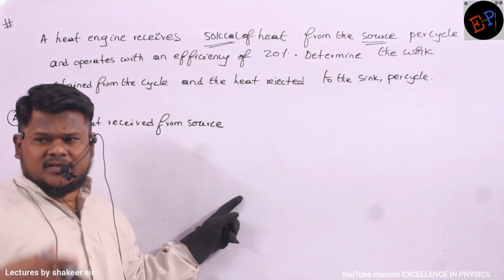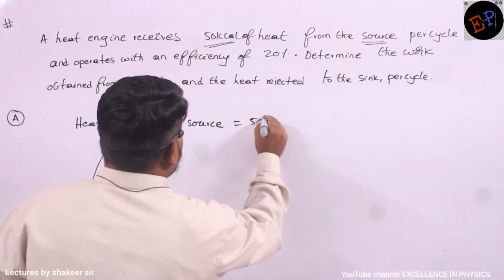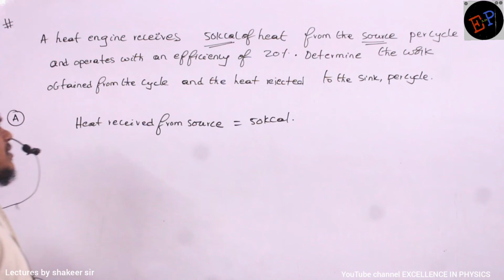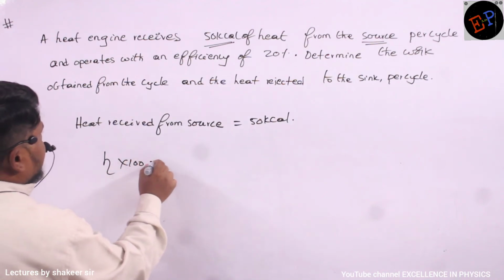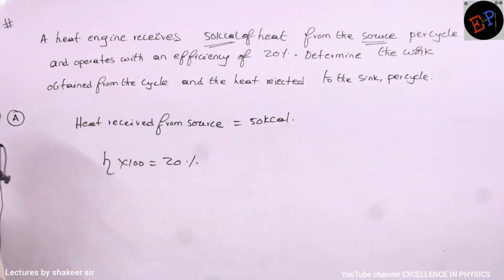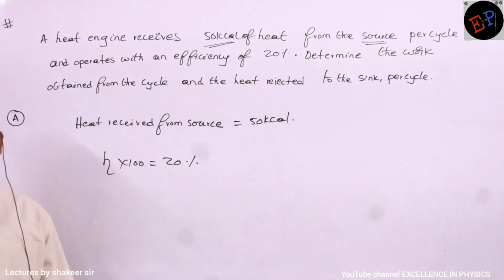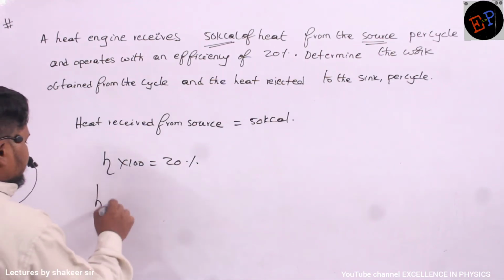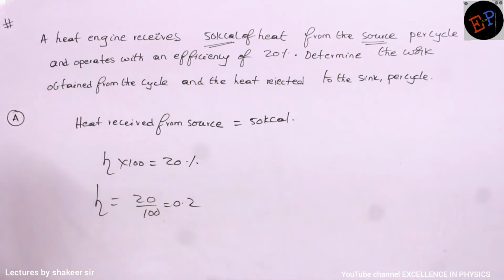It is received from the reservoir only. And its value is equal to 50 kilocalories. So for every one cycle, it is receiving this much energy. And what is the efficiency? Efficiency multiplied by 100 is 20%. Efficiency you will always get as a fraction, and if you multiply it by 100, it converts into a percentage. So the efficiency is 20 by 100, which is equal to 0.2. That is the efficiency of this engine.